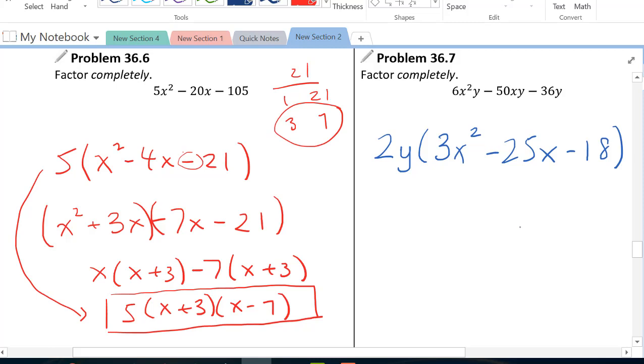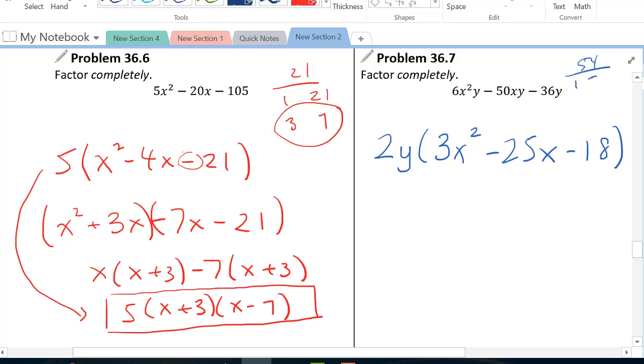All right. This looks like a big number. So now we have to do the AC method, right? We have 3 terms in here. So 2y goes on vacation. We have 3x squared minus 25x minus 18. AC method, 3 times 18. What's 3 times 18? 3 times 18 is 54. So we're going to have 54.